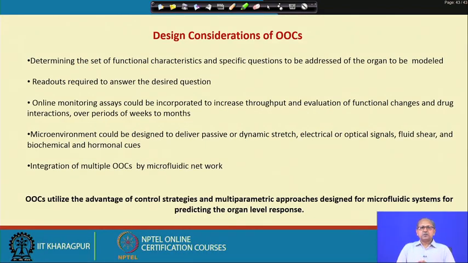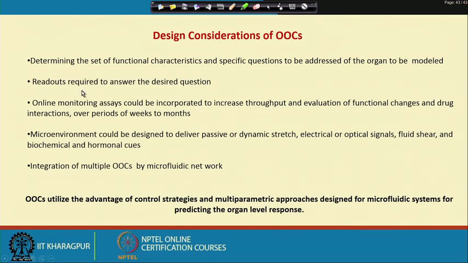So, if we think about developing an organ on chip, what should be the design criteria? The first thing is that we have to determine the set of functional characteristics and the specific question to be addressed in the organ to be modeled. As already mentioned, an organ on chip is basically a miniature form of that organ, not a whole organ. That is why specific questions should be asked: what should we be looking for from that organ on chip? Next is, what are the readouts required to answer the desired question?